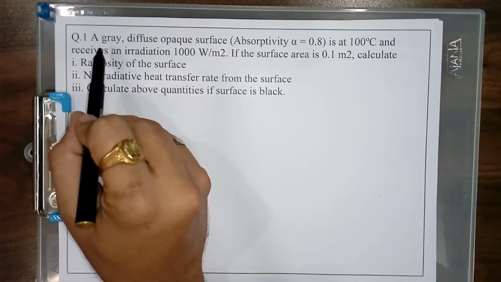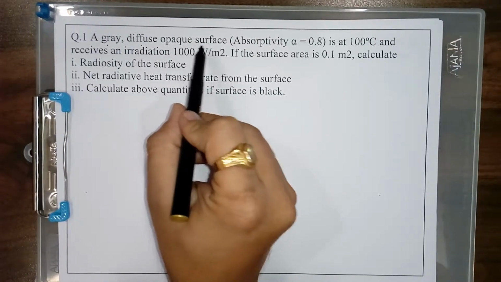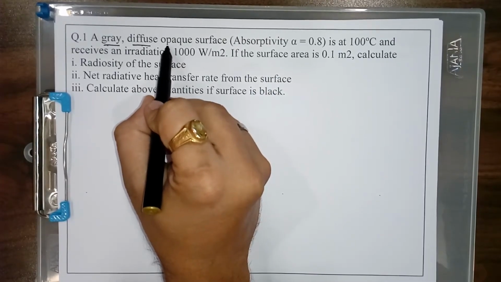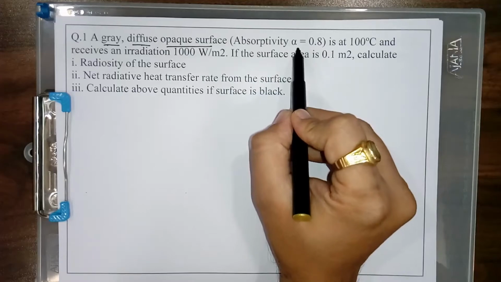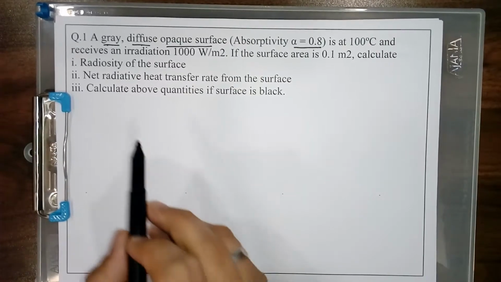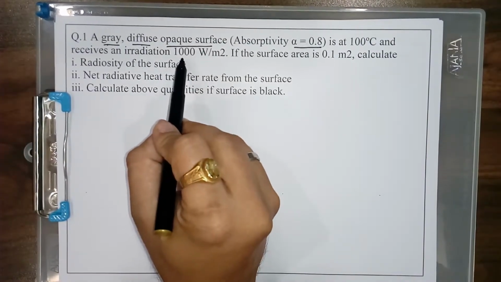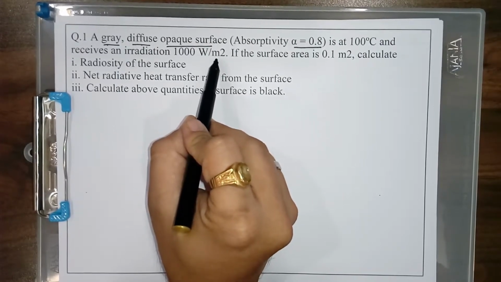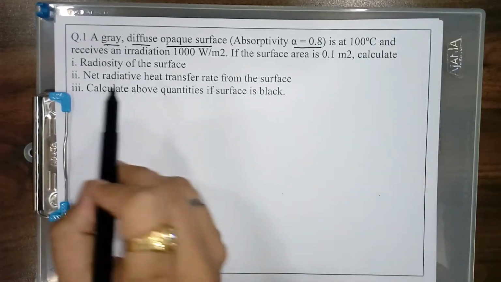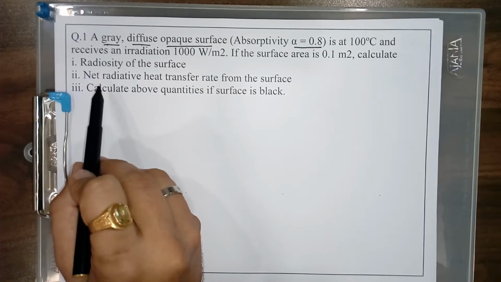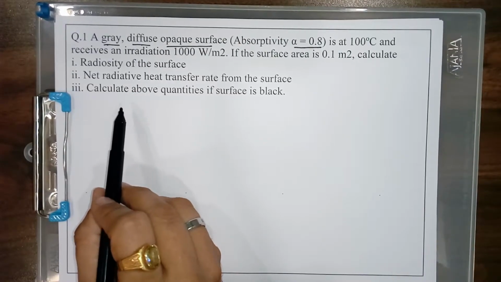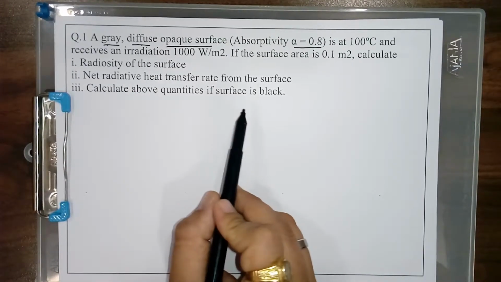In this numerical, a gray, diffuse, opaque surface is given. Means the surface is gray, diffuse and opaque, having an absorbivity of 0.8 at 100 degree centigrade, and it receives an irradiation of 1000 watt per meter square. If the surface area is 0.1 meter square, then calculate the radiosity of the surface, the net radiative heat transfer from the surface, and third one, it is very important, calculate the above quantities if the surface is black.